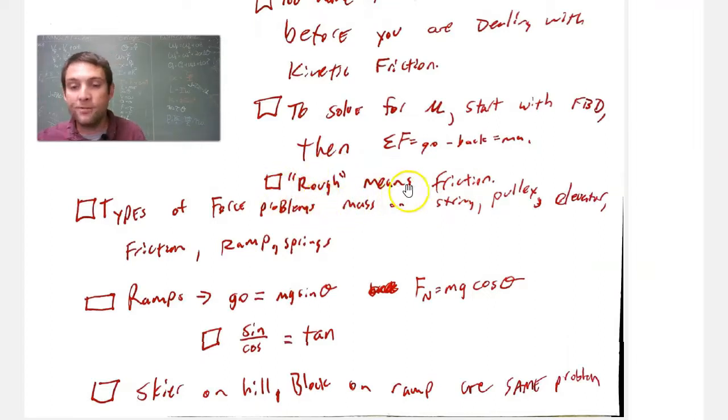Whenever you see the word rough, that means there is friction. Types of force problems could be mass on a string, pulley, elevator, friction, ramps, springs, all of those.